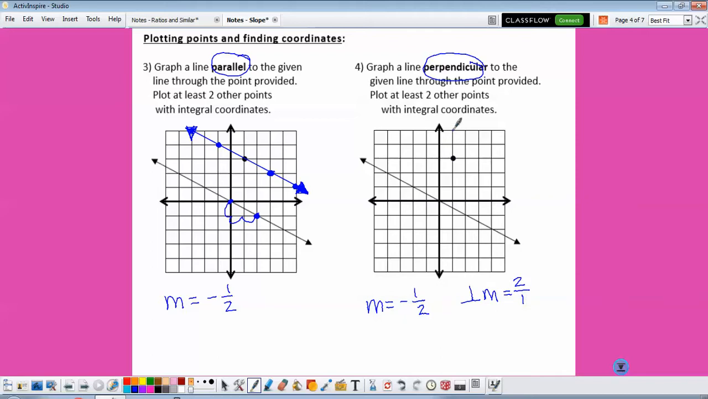So from here, up 2 over 1, and since we ran out of graph paper, we can do down and left, down and left, down and left, down and left.